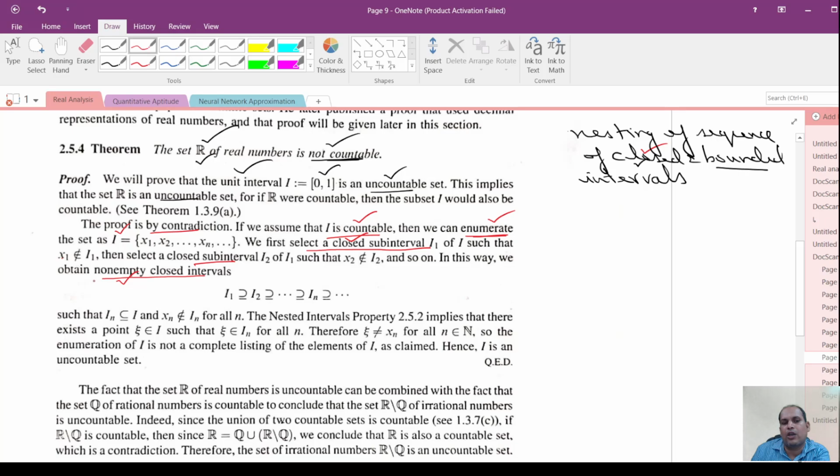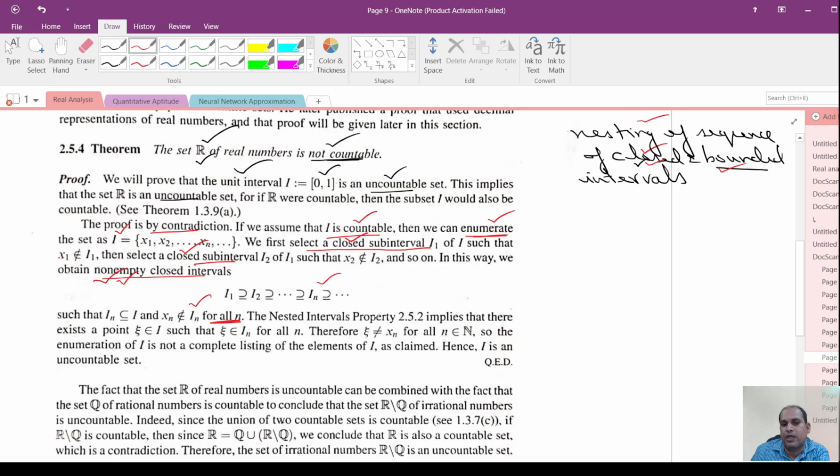So this is non-empty, and already we have started with closed sub intervals. So there is a nesting, I2 contained in I1 and so on. So the requirement of nesting of closed and bounded intervals is complete here, such that I(n+1) is contained in I(n), each I(n) is contained in I, this one, x1, x2, xn and so on, and xn is not in I(n) for all n.